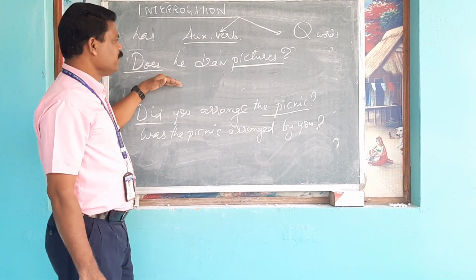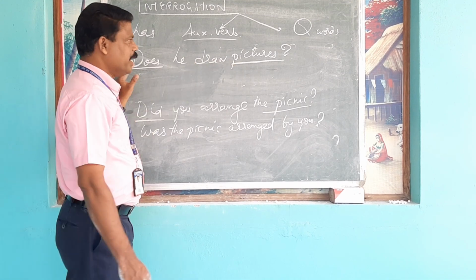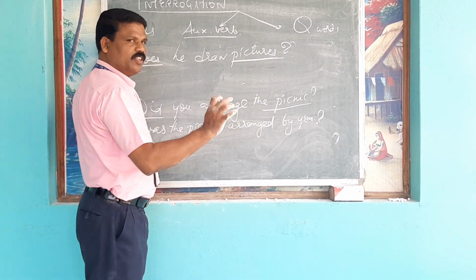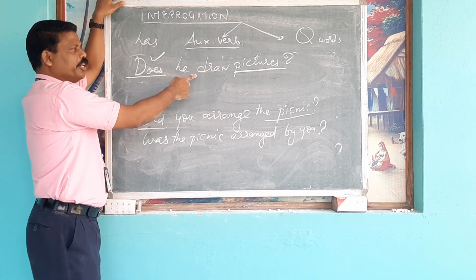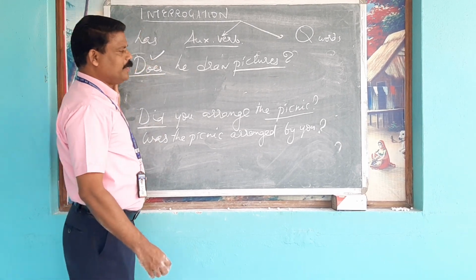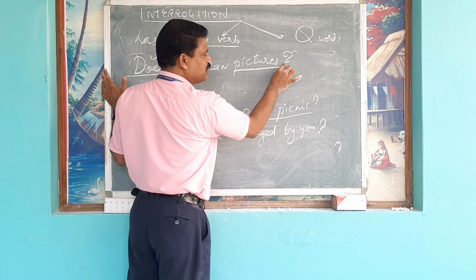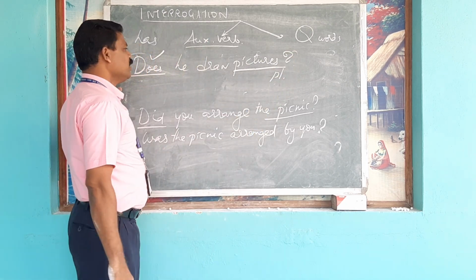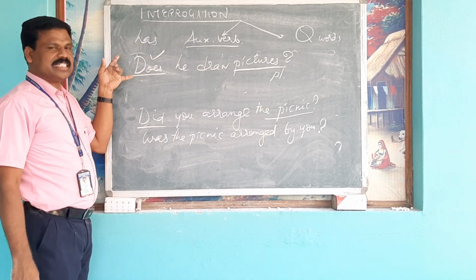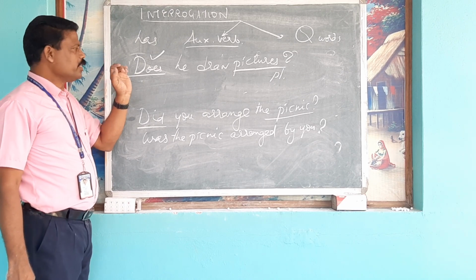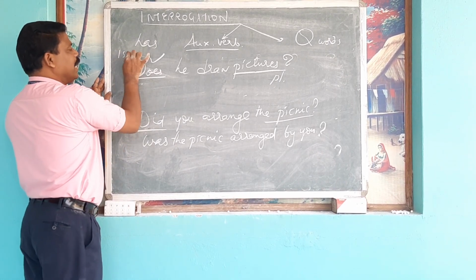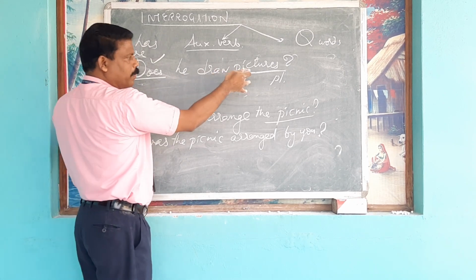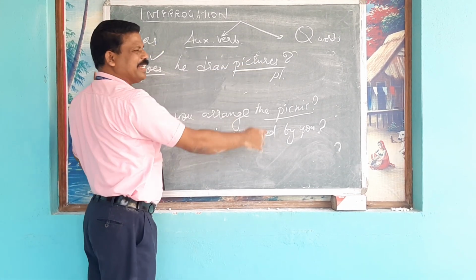So look at the question. Does he draw pictures? Here the object is pictures. Pictures itself is plural. The auxiliary is does. The sentence begins with does, and you know that do and does will be replaced by using is or are. Here the object is pictures, plural.